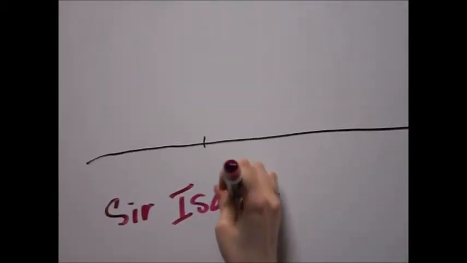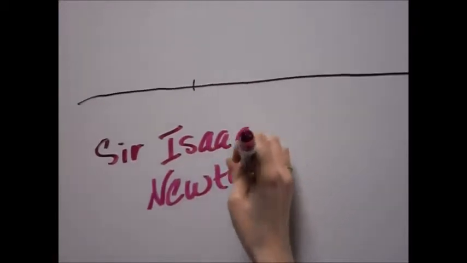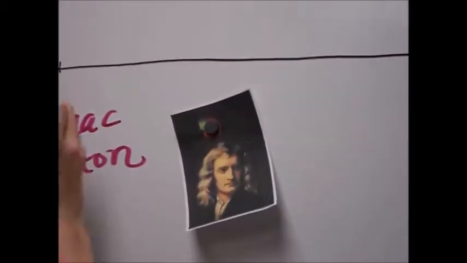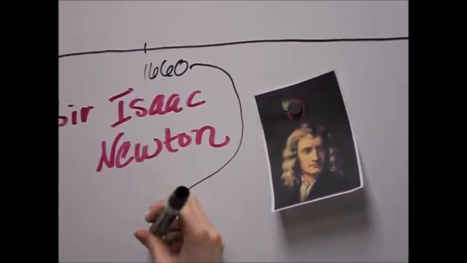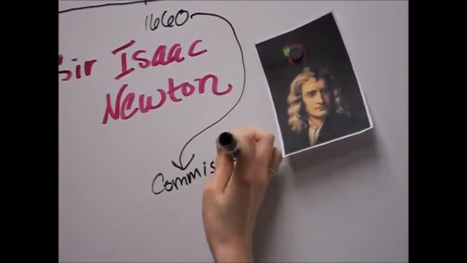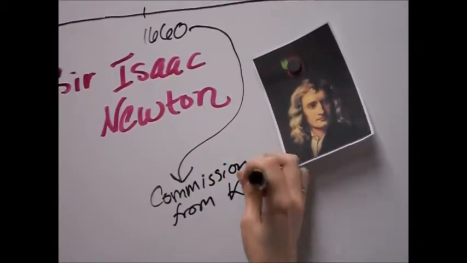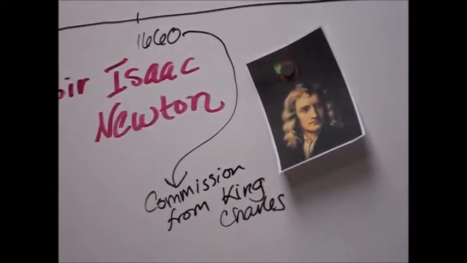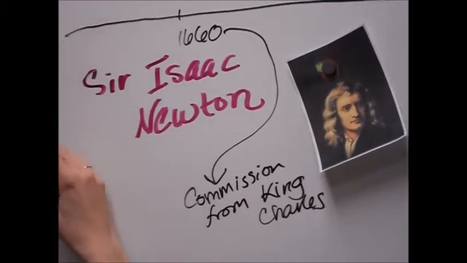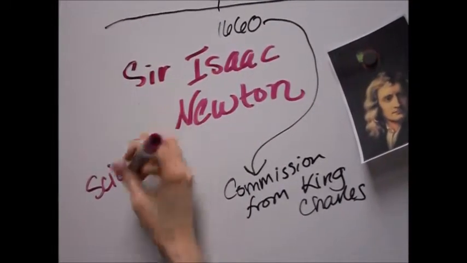In 1660, with a royal charter from King Charles II himself, the President, Council, and Fellows of the Royal Society of London for Improving Natural Knowledge, more commonly known as the Royal Society, was born. It paved the way for an explosion of scientific discovery. One of the Society's most recognized and distinguished thinkers was Sir Isaac Newton.